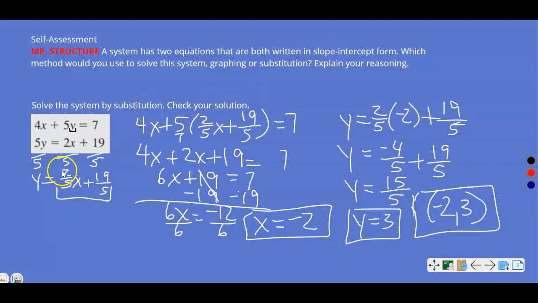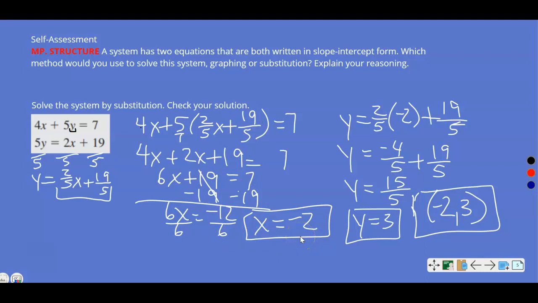All right, this one says solve by substitution. Check your solution. The first thing I did was take the second equation and divide by 5 to get y by itself. So y equals 2/5 x plus 19/5. Take this expression, y equals this expression, and plug it in for y in my first equation here. So 4x plus 5 times this, which was substituted in for y, equals 7. Distribute, add like terms, subtract 19 from both sides, and then divide by 6. So if you solve that, you get x equals -2.